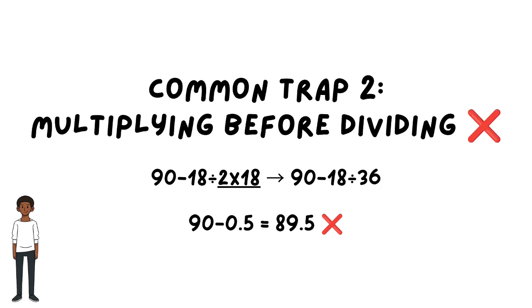Another common mistake happens when people simplify both parentheses to 18, and then multiply 2 times 18 first to get 36, because they think multiplication always comes before division. Then 18 divided by 36 gives 0.5, leading to an answer of 89.5. This is also completely wrong because division and multiplication share equal priority and must be worked from left to right.